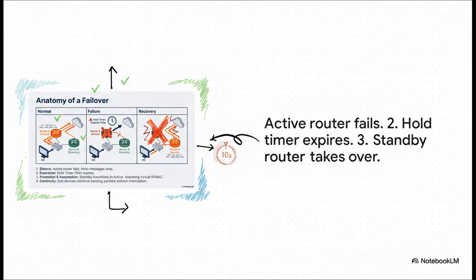Let's walk through it. In this first panel, everything's great. Router A is active, happily sending out its hellos. In panel 2, disaster strikes. Router A fails. The hellos stop. That 10-second hold timer on router B starts ticking down. As soon as it hits 0, boom, router B promotes itself to active, it takes over that virtual IP and MAC address and immediately starts forwarding the PC's traffic. The whole thing happens in about 10 seconds and the connection is restored.